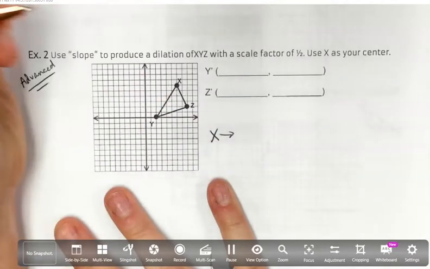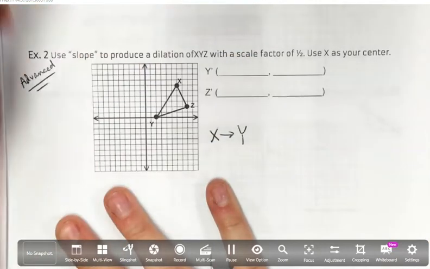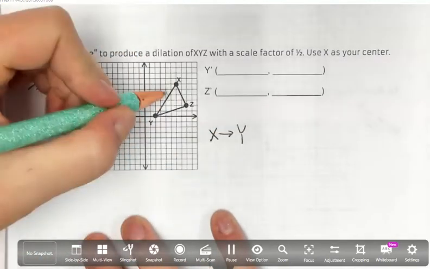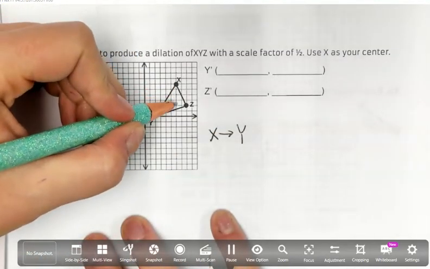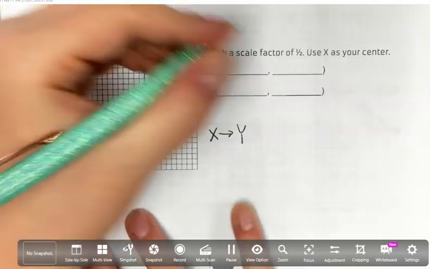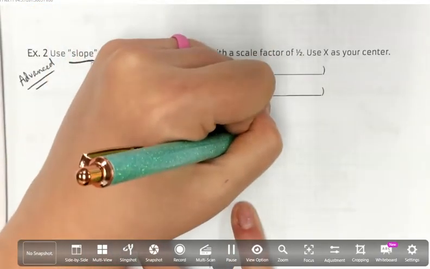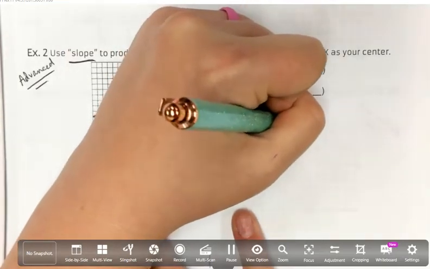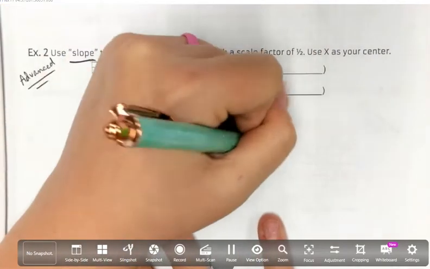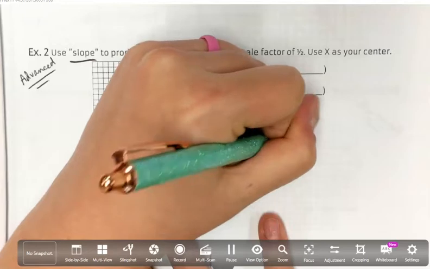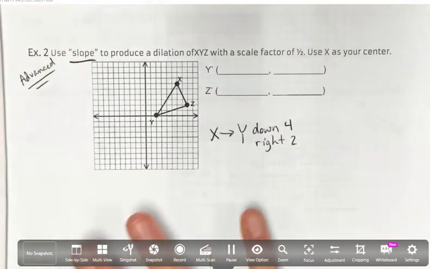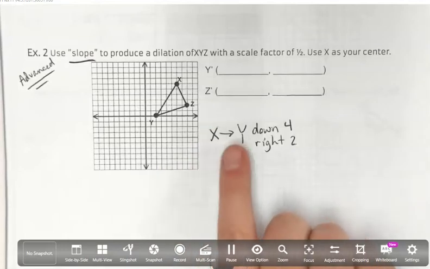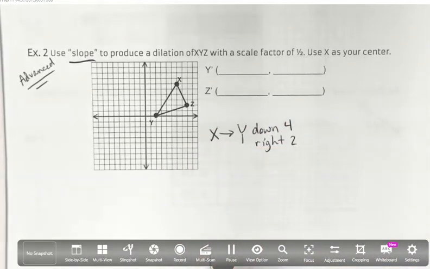So we want to figure out what is the change from X to Y, and it says to use slope. So we're going to think about that. So from X to Y, it goes down 1, 2, 3, 4, right 1, 2. So it goes down 4, it goes right 2. And I'm actually going to write it like this because I think this makes the most sense to me. From X to Y, down 4, right 2.